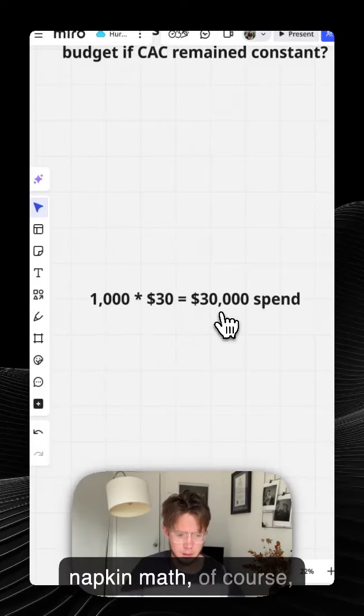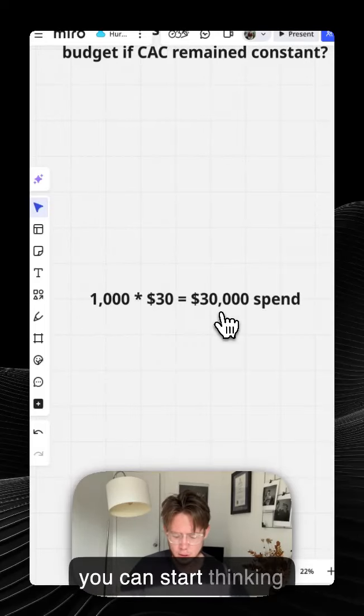Simple back of the napkin math. Of course, it's more complicated than this, but this is how you can start thinking about your media planning.